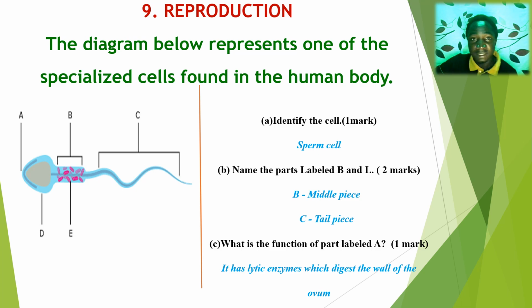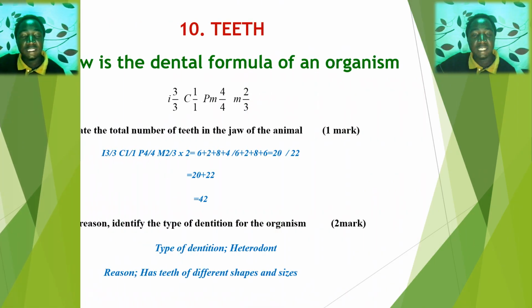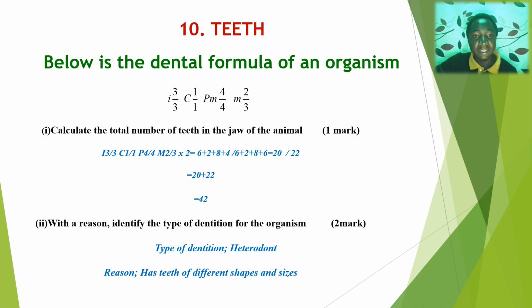Therefore, that is it. Let's look at question 10 about the teeth. So below is the dental formula of an organism. You can look at this. We have incisors 3, canines 1, premolars 4, and then molars 2. So we are to calculate the total number of teeth in the jaw of the animal.